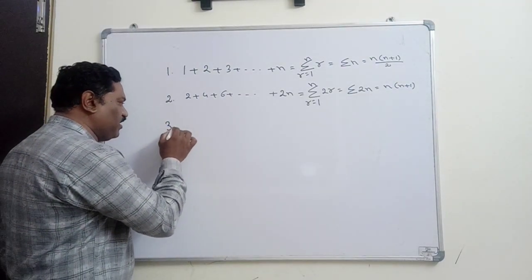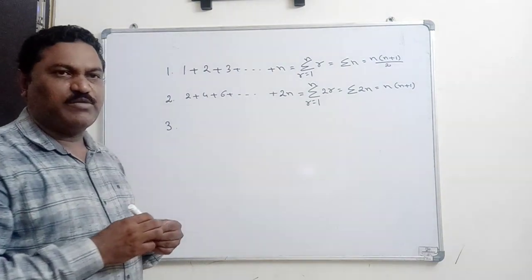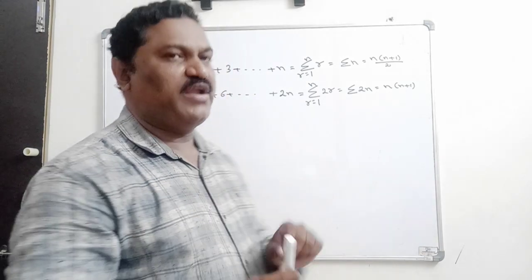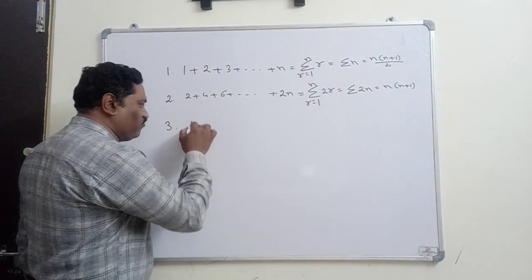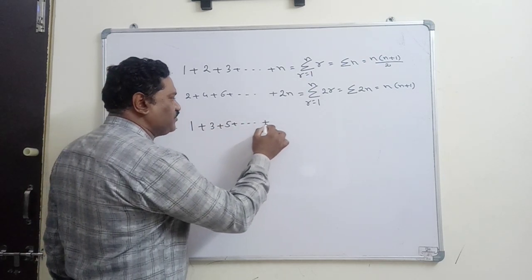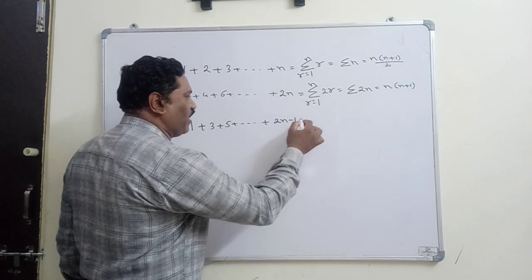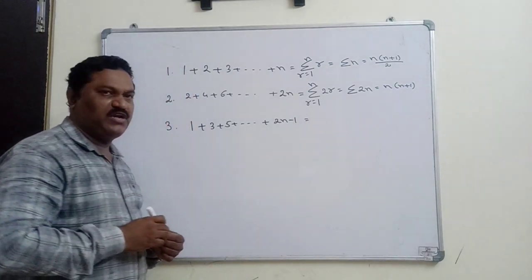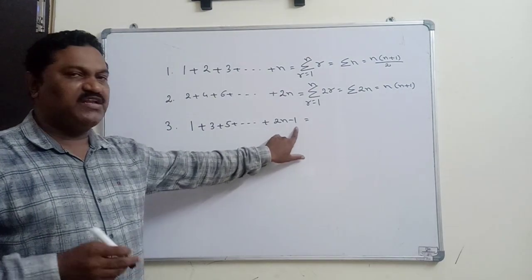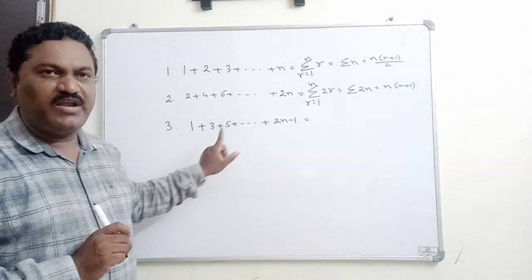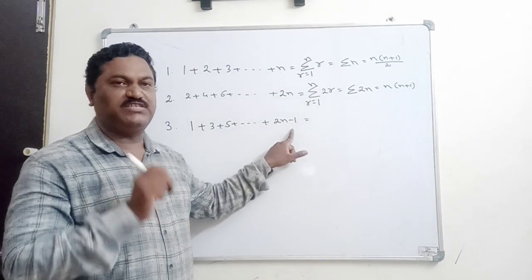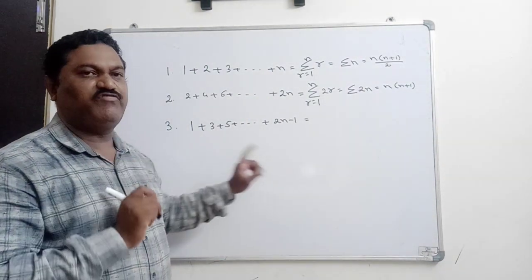Similarly, the third formula is the sum of the first n odd natural numbers. Odd numbers start with 1 plus 3 plus 5 plus and so on. The nth odd number is 2n minus 1. Remember that if the odd number series starts with 1, then the nth odd number is 2n minus 1. When the odd number series starts with 3, then the nth odd number we take as 2n plus 1, where n varies from 1 to n.